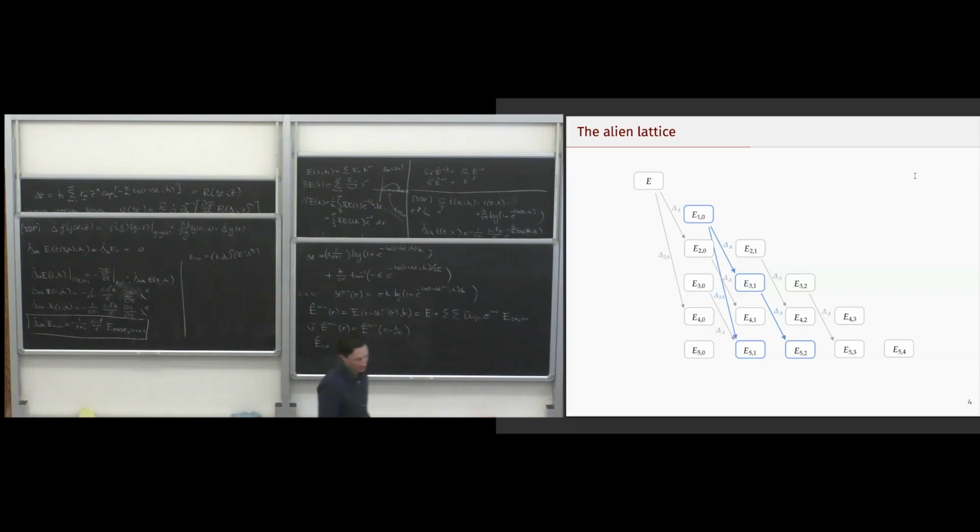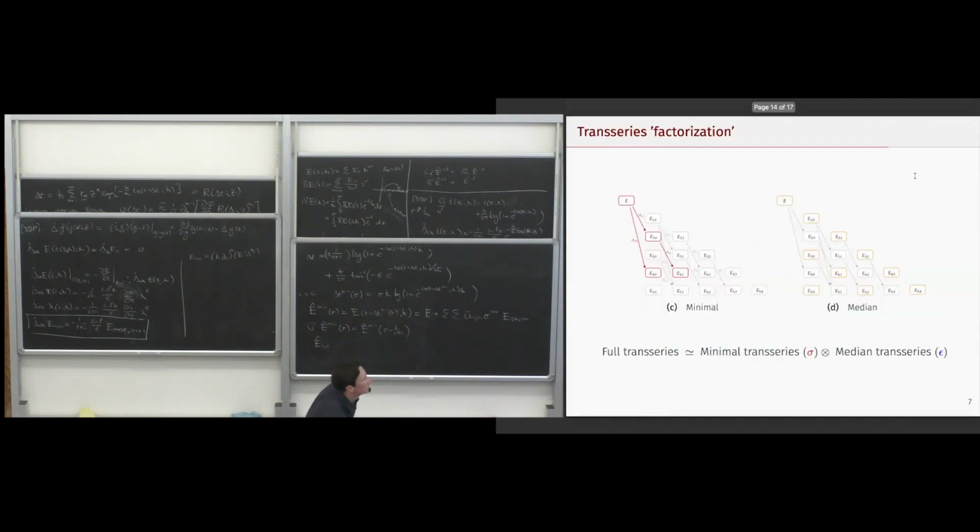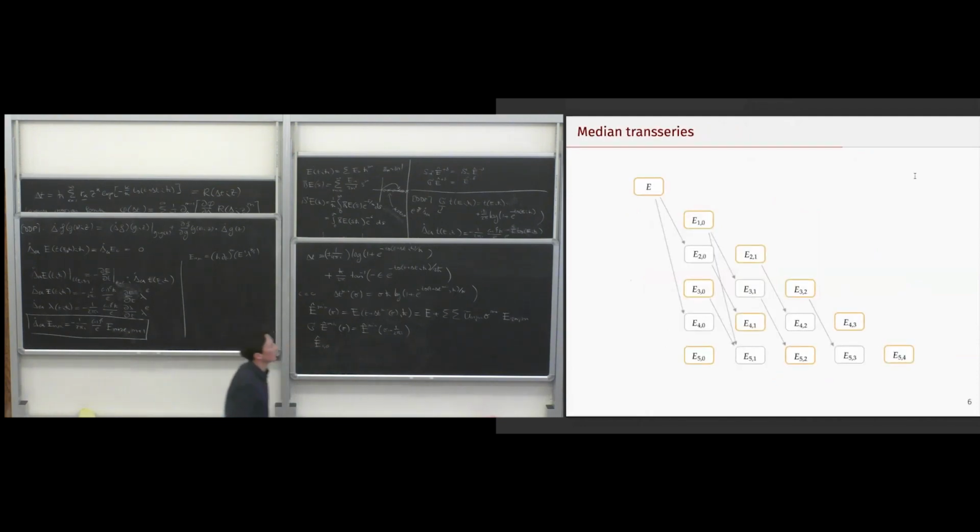And secondly, then you can ask, okay, so we have all these minimal transseries. Which ones should I include for the full transseries? Well, so here's another picture of that. These are these nodes. And so these nodes are generated by this guy.